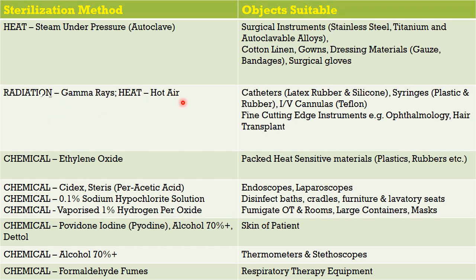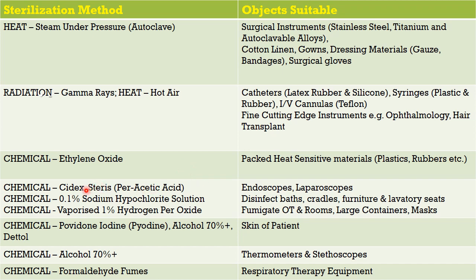Gamma rays and hot air ovens can be used to sterilize castors, syringes, rubber, IV cannulas, which are made of Teflon, and then fine cutting edge instruments, for example, ophthalmology and hair transplant. These are very fine instruments. So hot air ovens or gamma rays can work in sterilizing these instruments. Ethylene oxide, as I've already discussed, is for packed heat sensitive material, plastic, rubbers, or your dental instruments.